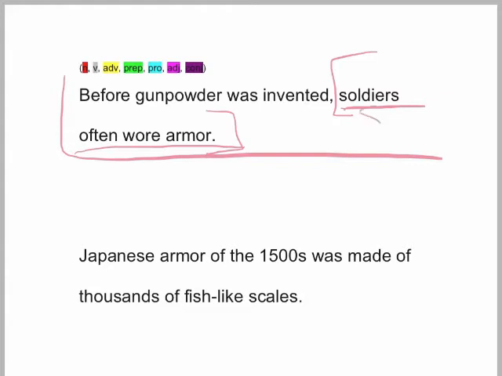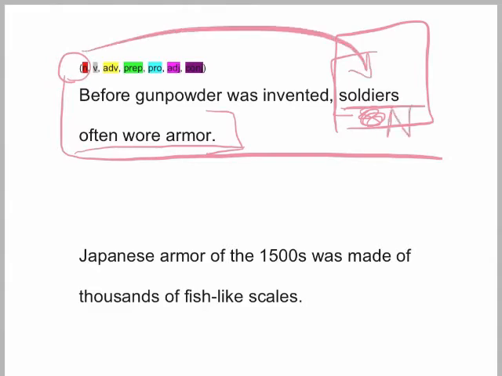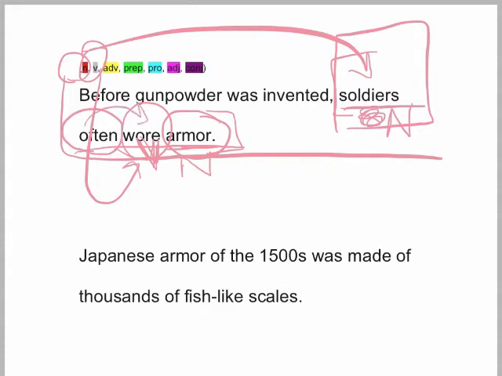Soldiers is your subject. Subjects are usually nouns, or sometimes pronouns, but in this case your subject is just a noun. Okay, so soldiers is a noun. Wore is your verb. That's what the soldiers did. And then what did they wear? That's the object. It's also a noun. Okay, so soldiers often wore armor. Often describes how often they did it, or the time that they did it. So you're talking about an adverb in this case.